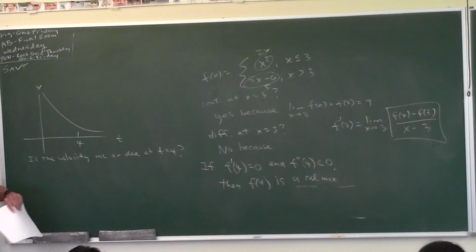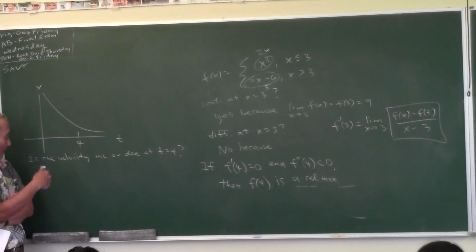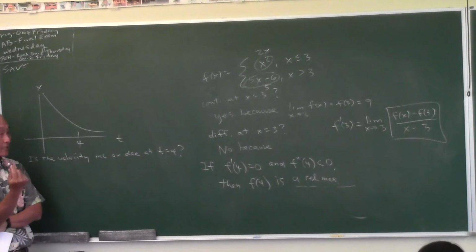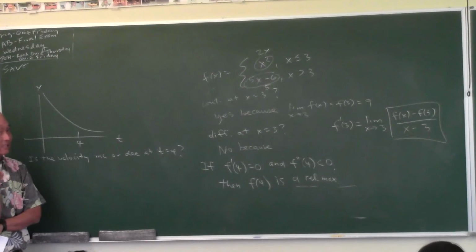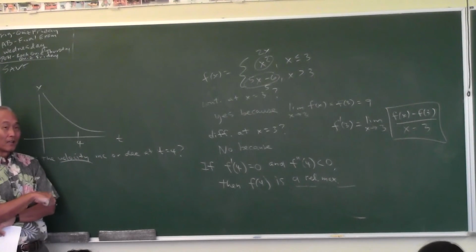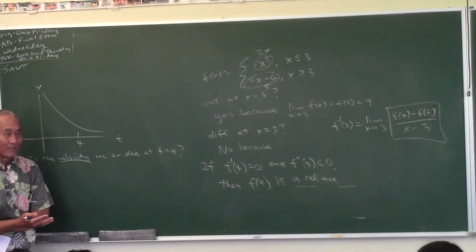Okay, we only got 2 more minutes. Let me clear this up, because you're gonna see this tomorrow. How do you tell if a function is increasing or decreasing? You simply look at its derivative. What's the derivative of velocity? Acceleration. So you just gotta ask yourself, is the acceleration positive or negative? That's all you gotta do.